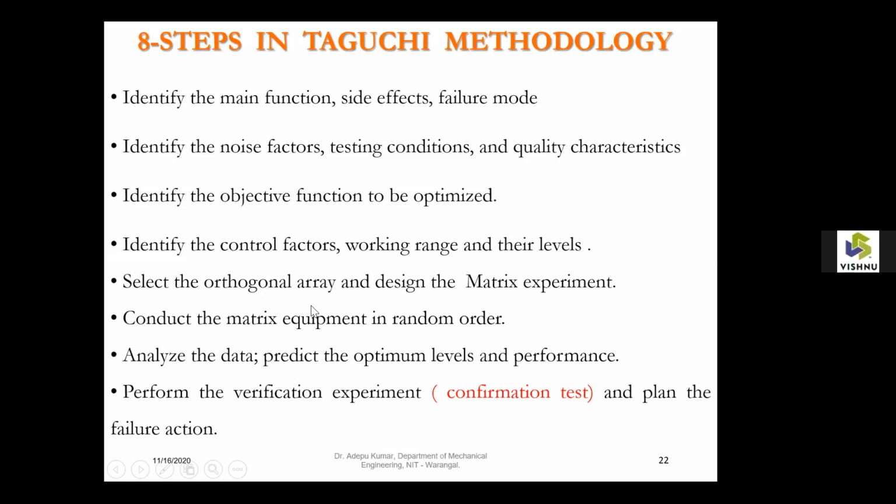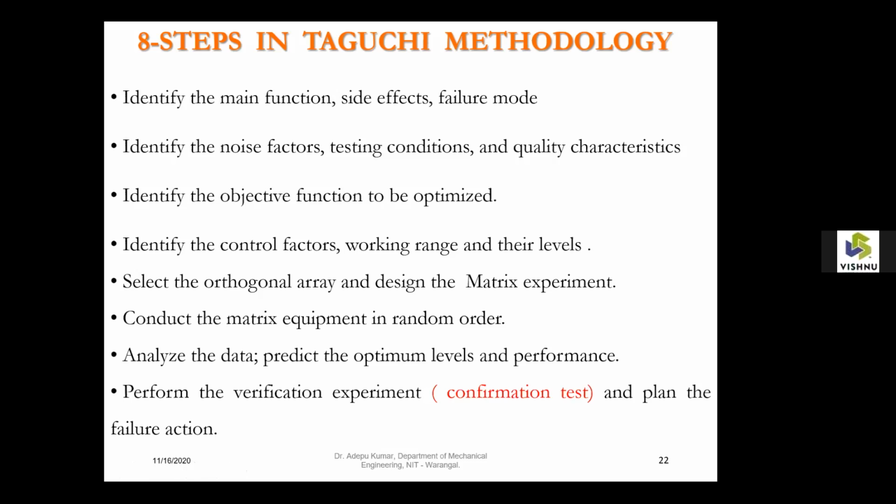Once you select the orthogonal array based on the number of factors and number of levels, you perform the matrix of experiments. Then conduct the matrix experiment in random order. So why are we going for random? Suppose 1 to 10 experiments are there.